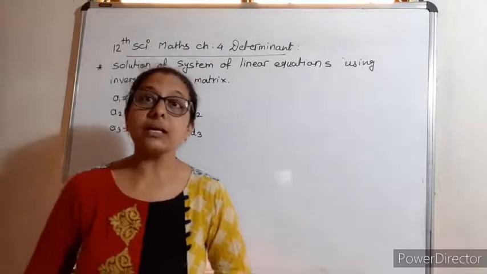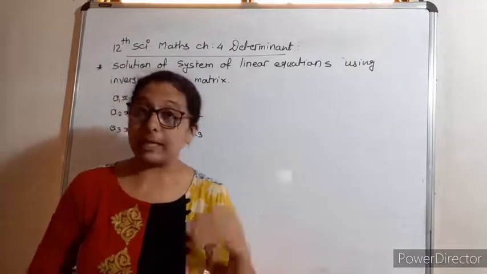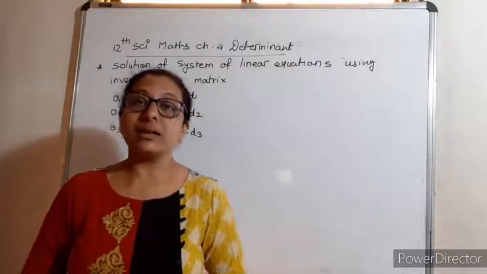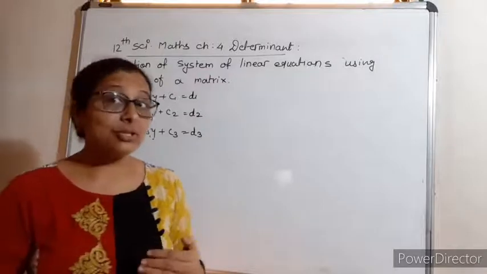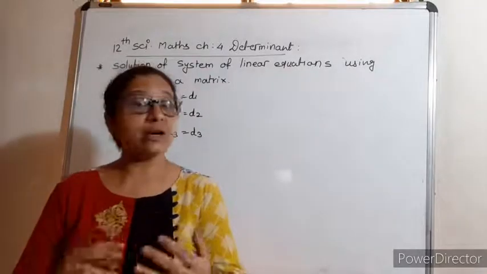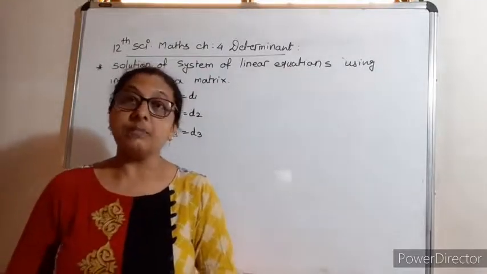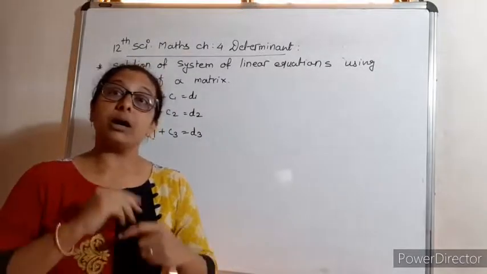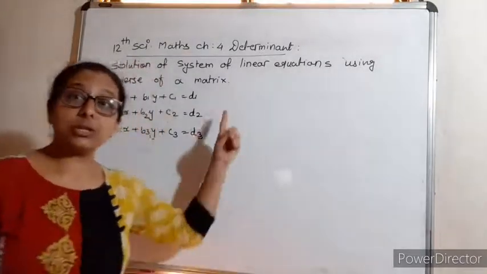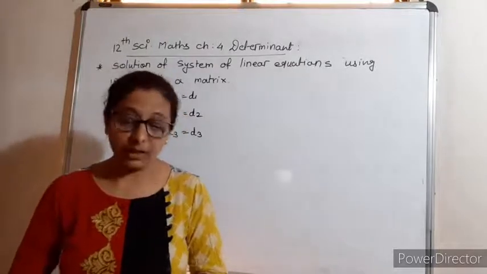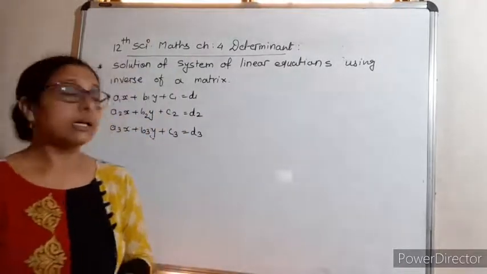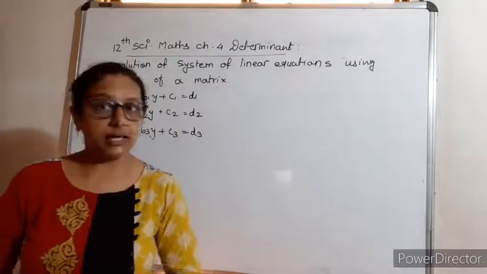So, you know how to find the inverse of second order and third order matrix, that is 2 by 2 and 3 by 3 matrix, right? How to find the adjoint, how to find the determinant and how to find the inverse. By using that inverse, how to find the solution of linear equations is our topic today. Using that inverse, we will now solve the equations.